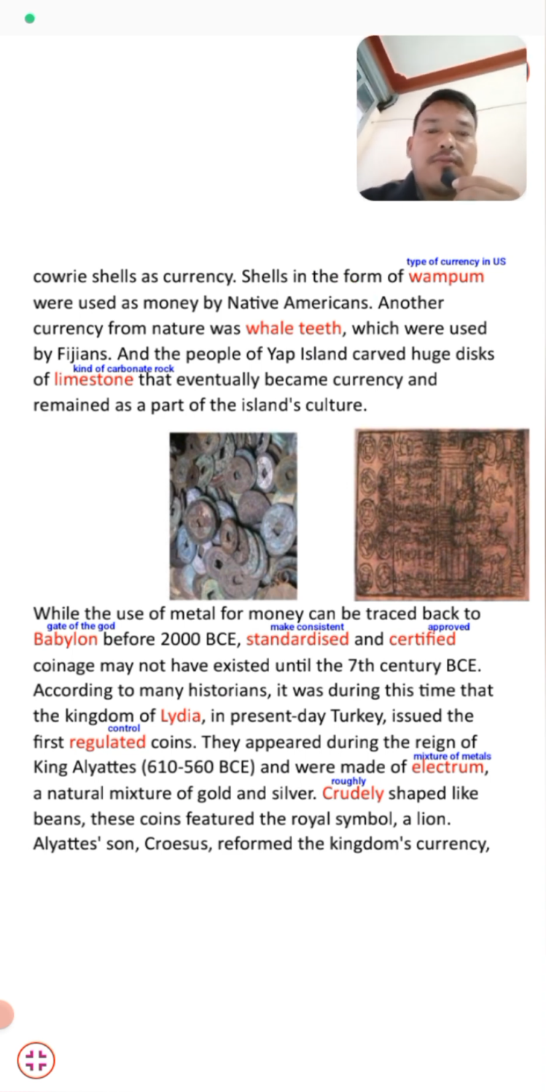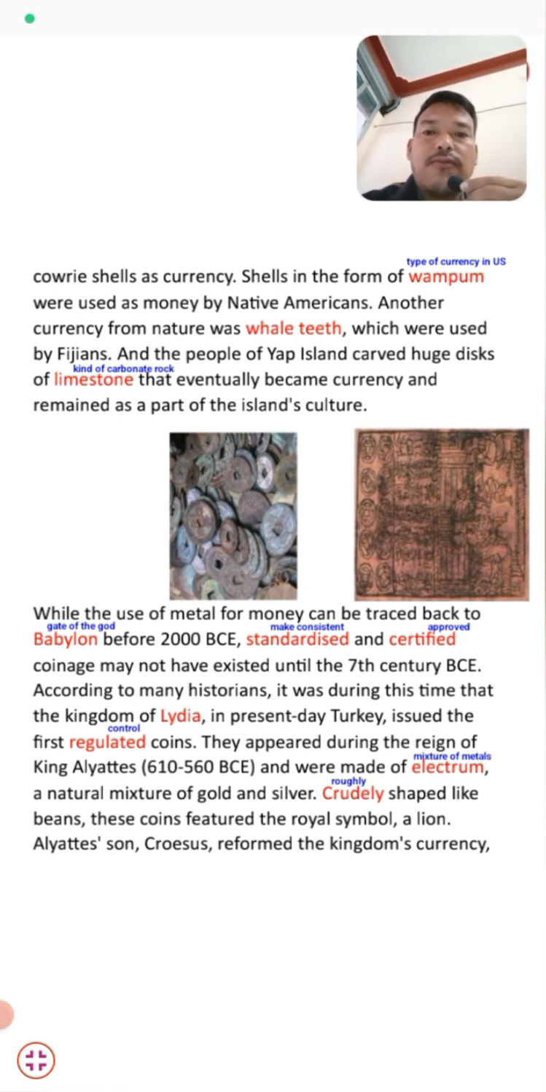Shells in the form of wampum are also a type of currency in the US. It was a type of currency used as money by Native Americans. Yes, Native Americans also used a special shell that is called wampum. This is also a shell, students. This is a wampum also, yeah? A sea creature also, which was used as a currency in the US.